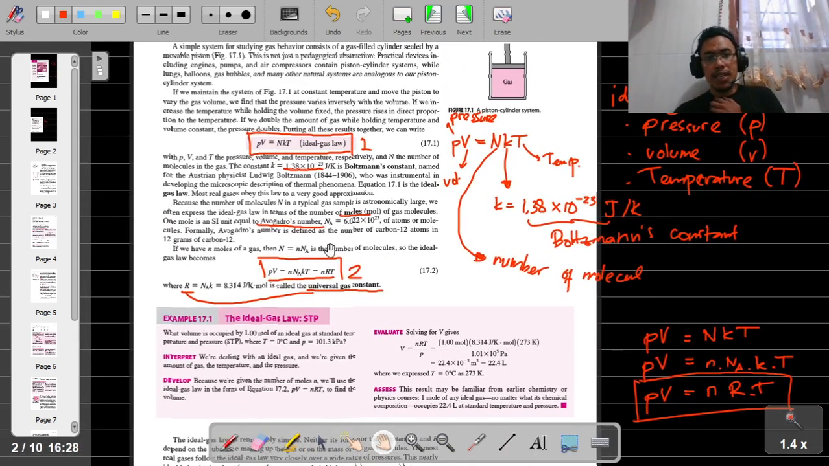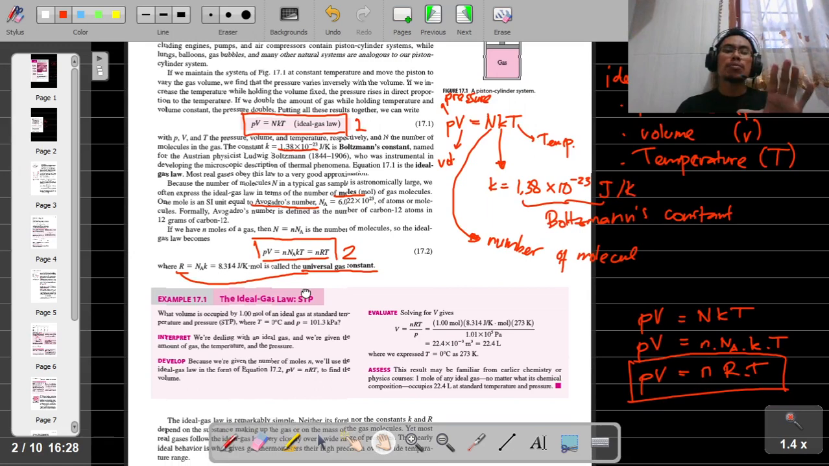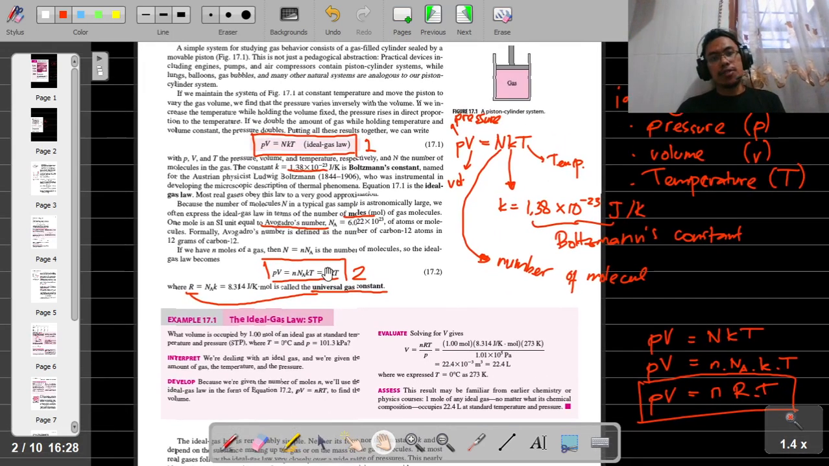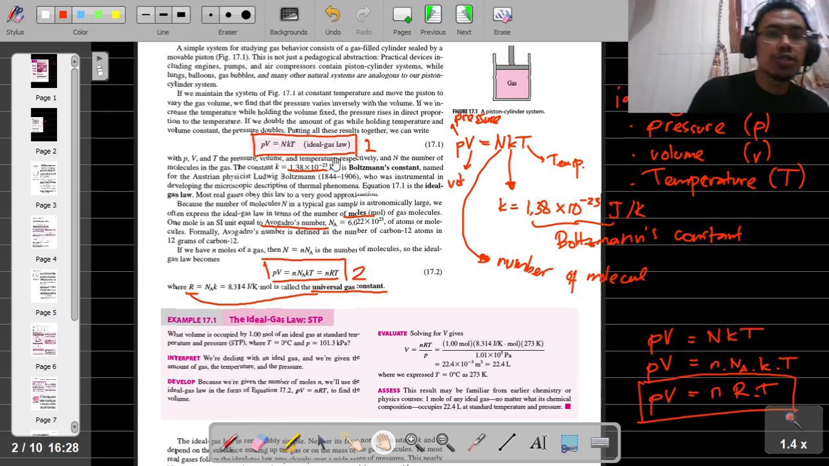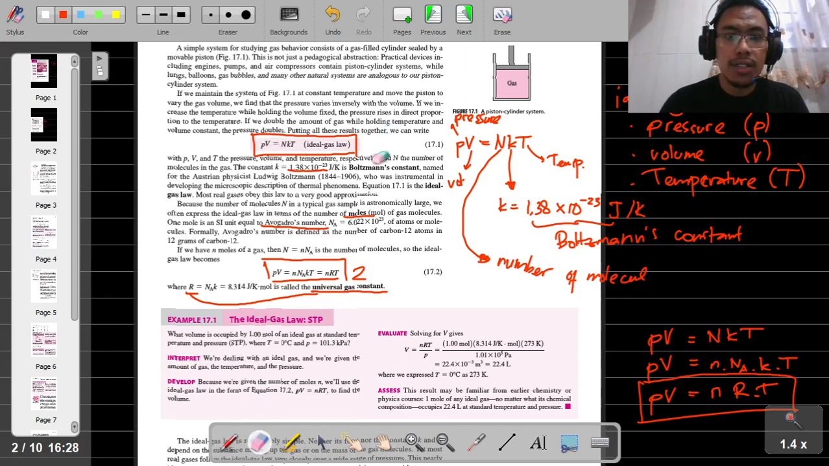And which one is the best? Actually, it is not about which is best. It depends on the problem that you have. If the problem mentions that the mole value is already known, then we can use this one. But if the property of the gas is already known with its number of molecules, then we use this one. So it depends on what problem you have.